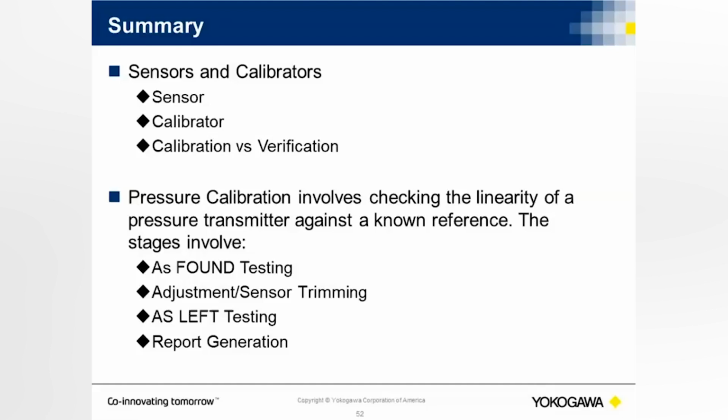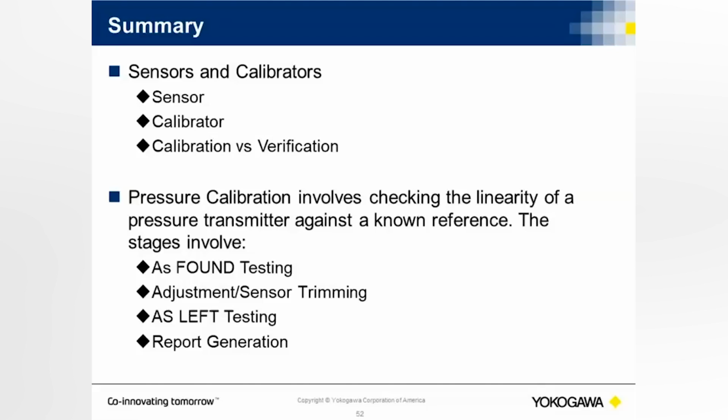Then we touched upon calibration and verification. So verification is a subset of calibration. Verification involves checking the linearity of a transmitter across its different scaling points. If any of these tests fail verification, then calibration is performed, where the actual points are adjusted on the unit.